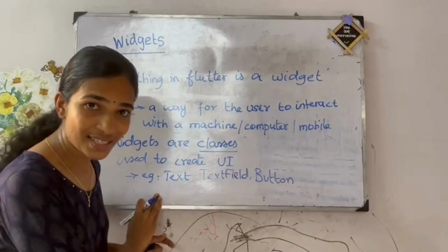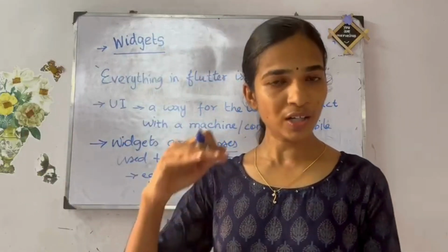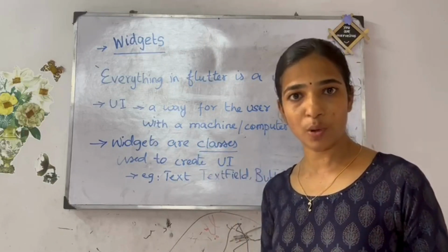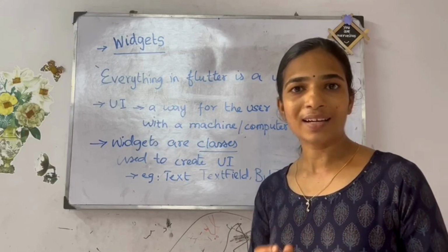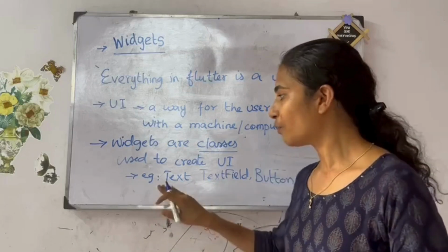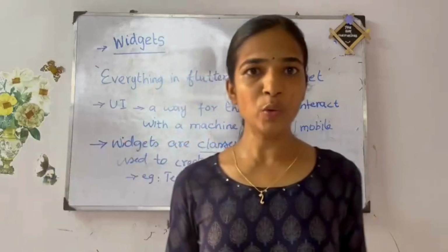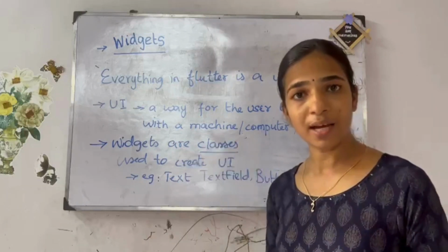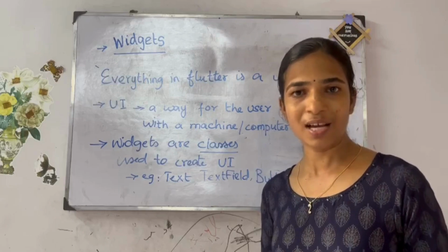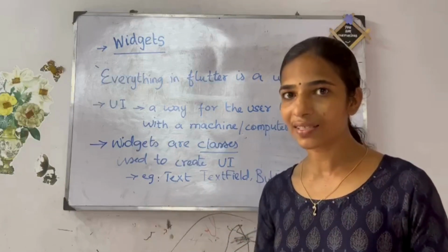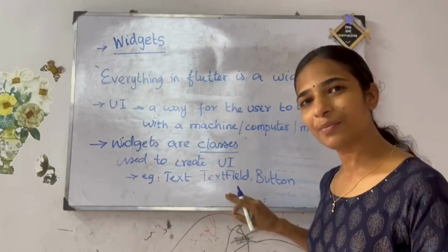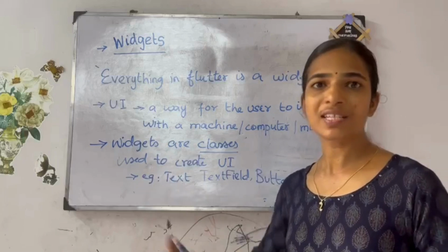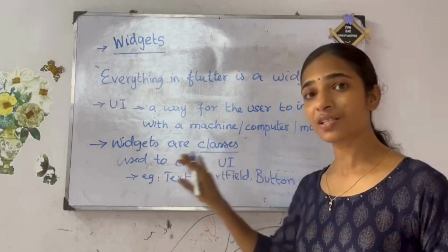So using all these, I can create my own UI. If I want to create something like a form, I will be using all these basic UI elements to create my big UI, the user interface. Like resistors and capacitors are used to make a circuit, I am going to use these basic UI elements to make my actual UI, the form of my app. So widgets are nothing but the classes used to create the UI.